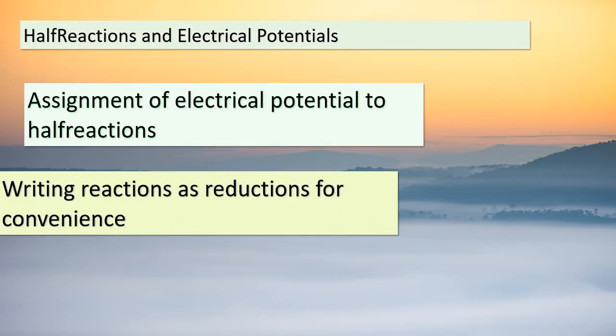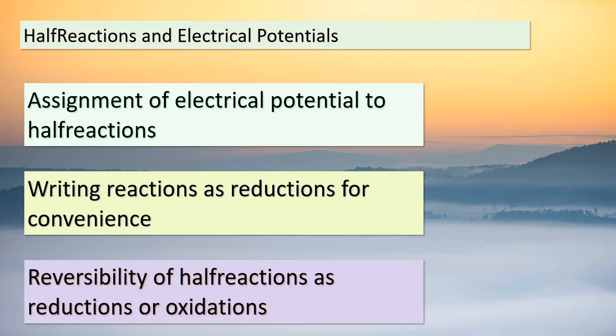Welcome back, dear students. Today, we're delving into the intriguing realm of half reactions and their connection to electrical potentials. It's interesting to note that while some reactions might appear as oxidations, we often write them as reductions for the sake of assigning electrical potential values. These potentials help us understand the energy changes associated with chemical processes. Remember, half reactions are versatile. They can go both ways, operating as either reductions or oxidations.